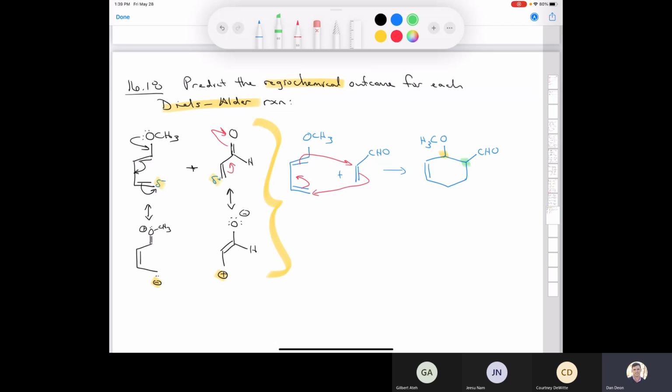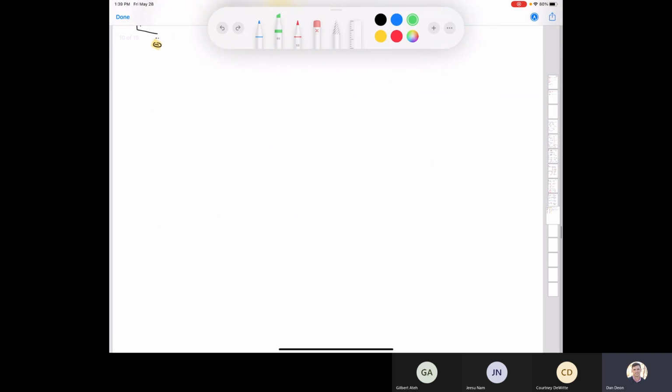In this case, there's no endo rule to worry about here because we're not forming a bicyclic compound. So this is just about regioselectivity. When we look at regioselectivity, we don't look at any examples where you have to apply the endo rule, or at least there's none that I had picked out. So let's move on to the next one.